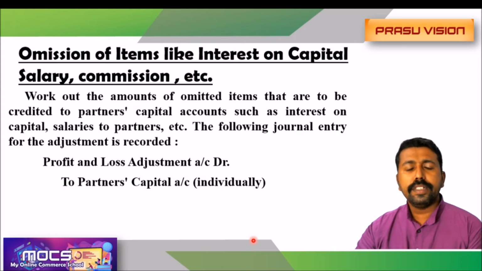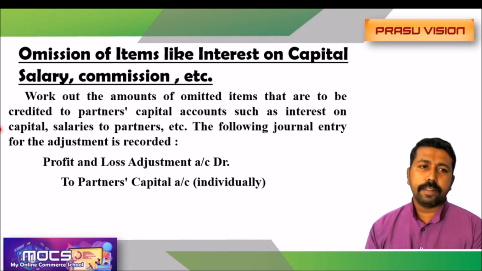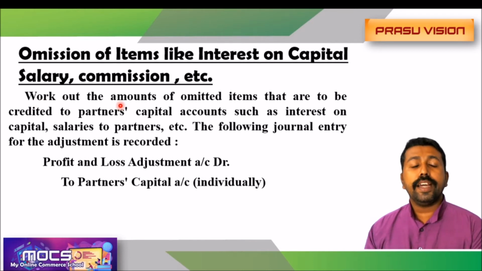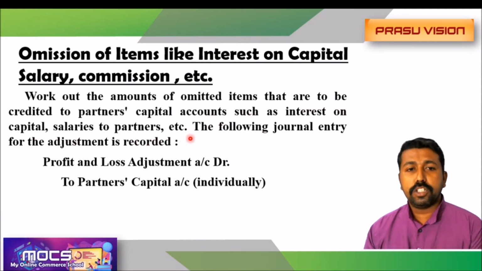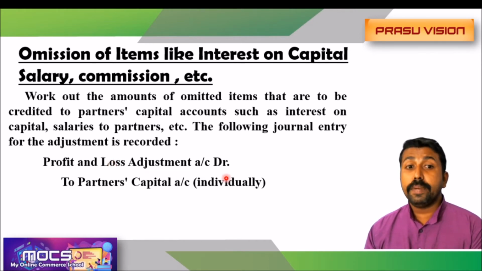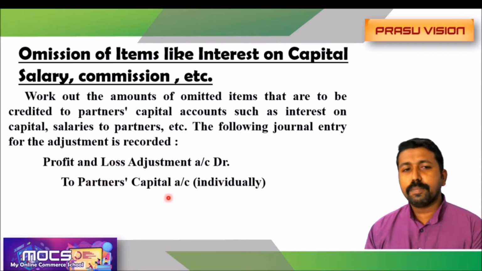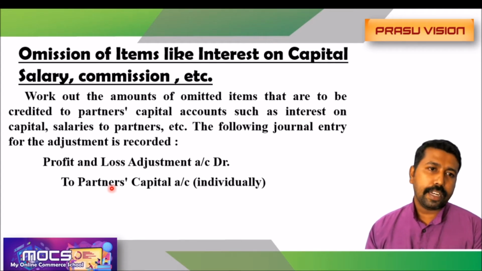Here, the item omitted is like interest on capital, salary or commission. We have to pass a journal entry. So first of all, we have to work out the amount of omitted items that are to be credited to partners' capital, such as interest on capital, salary to partner, commission to partner, etc. Then we have to pass the adjusting entry for the item omitted: profit and loss adjustment account debtor to partners' capital account.